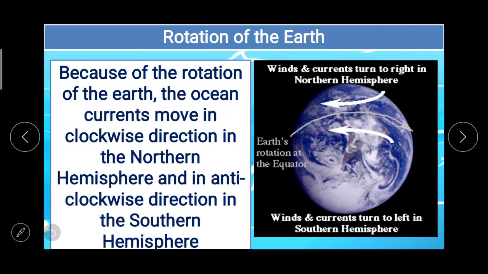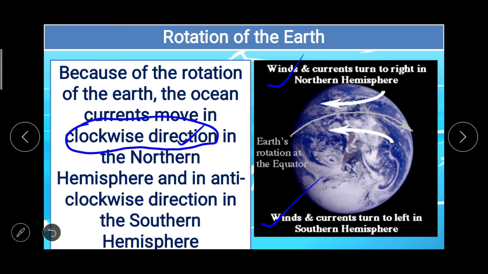So if we talk about the rotation of the earth, because of the rotation of the earth, the ocean currents move in clockwise direction in the northern hemisphere and in anti-clockwise direction in the southern hemisphere. Here you can see winds and currents turn to left in southern hemisphere, winds and currents turn to right in northern hemisphere.